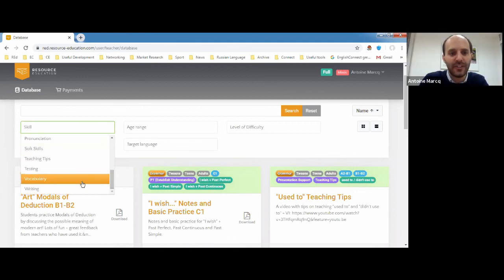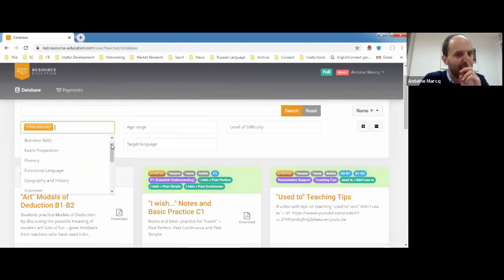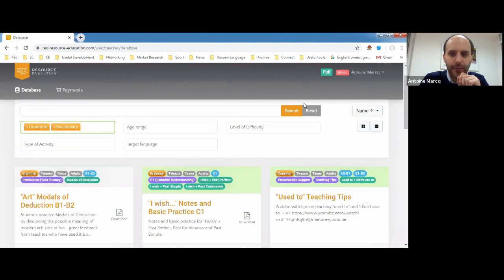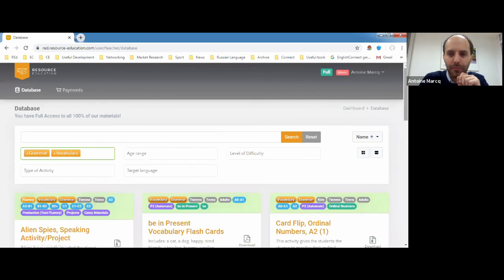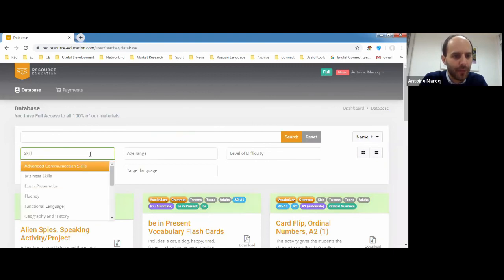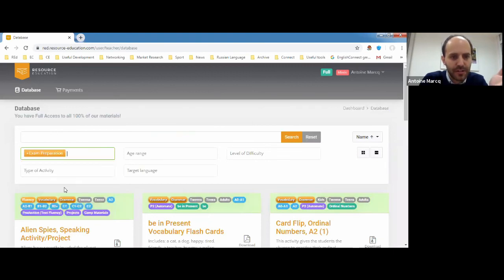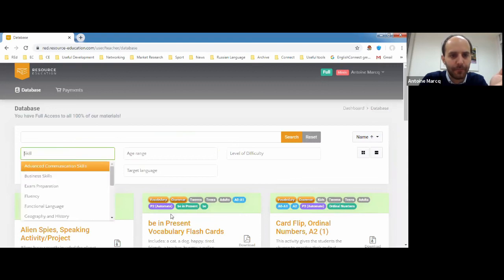There can be an activity that has both vocabulary and grammar, for instance. If I type a search with both, I will find activities that have both. So you can have more than one skill at a time. And one of them is exam preparation. You'll find a lot of activities there.